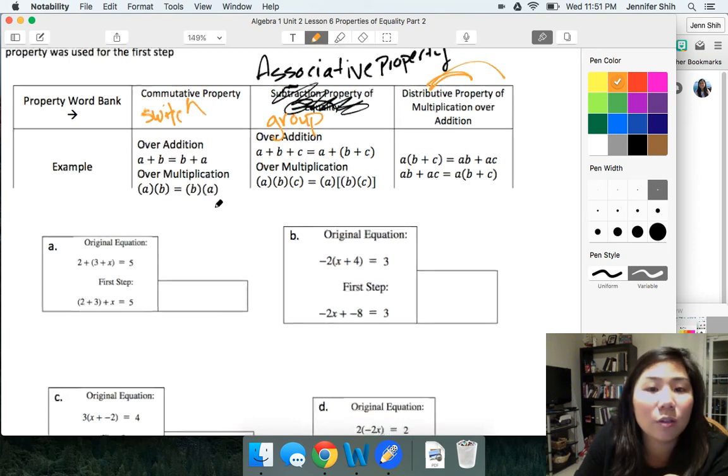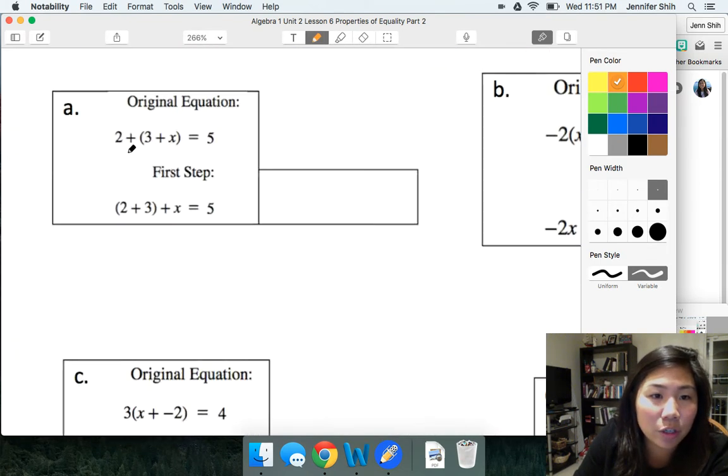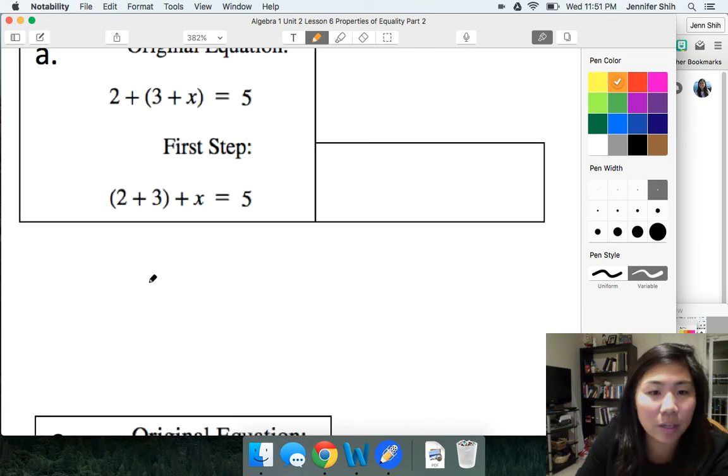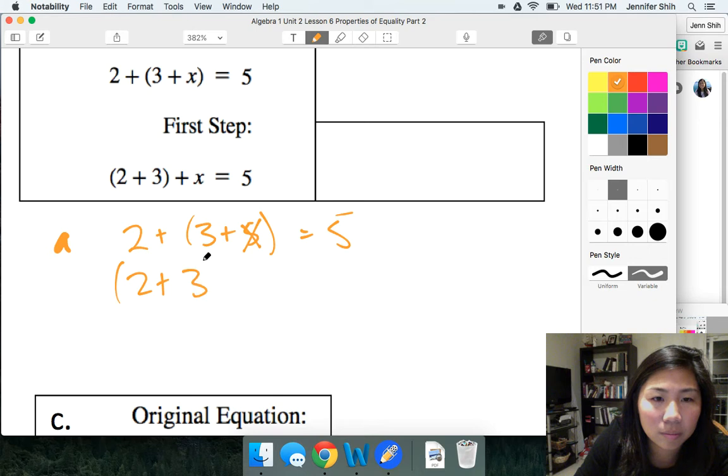Okay, so I'm going to zoom way in. But you need to write down this original equation. So you need to write 2 plus 3x plus 3 plus x is equal to 5. And then below it, you're going to write, so your notebook will look like this, A. Oh, let me get a smaller one. You're going to write 2 plus 3 plus 5 equals 5. Oops, this is x.